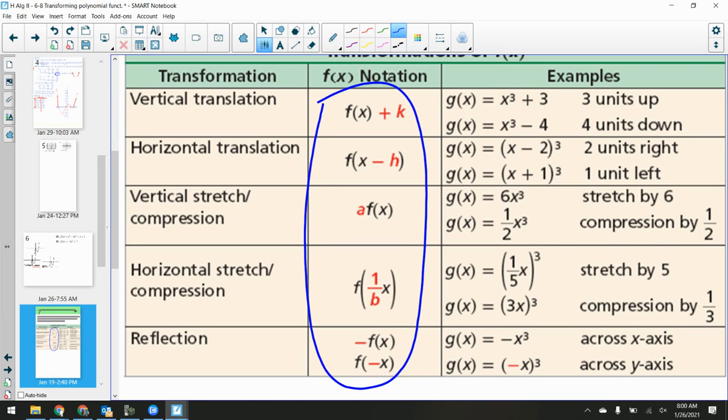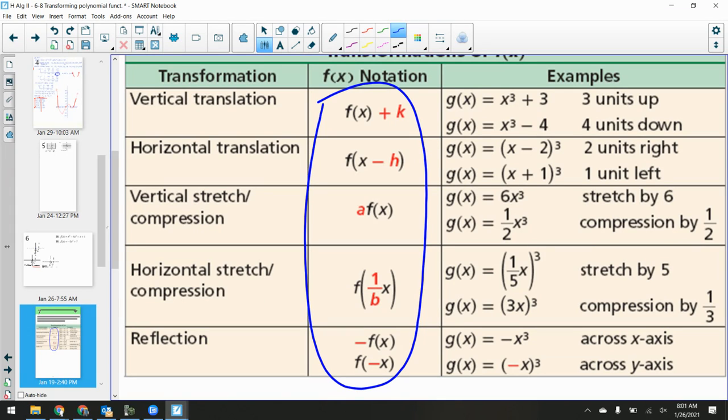For example, vertical translations. Remember, vertical translation is that shift up or down. I'm adding or subtracting something to the end of the function. Horizontal translation, remember, anything horizontal, I'm replacing the x value with x minus h. So if it was a right 2, I'd replace every x value with x minus 2 inside the parentheses. If it was a left 1, you'd go x plus, remember, horizontal are the opposites. Those are the weird ones.